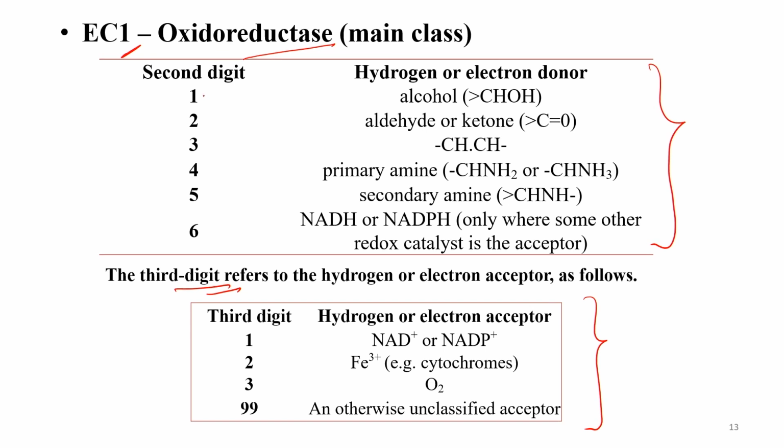So for example, if I write EC dot EC1, it means it is an oxidoreductase. Again, if I write .1, it means the alcohol group is working as hydrogen or electron donor, and if I put a further 1, it means the hydrogen or electron donor is NAD or NADP. So in this way, if there is an aldehyde group, the number will be 2, if there is a primary amine, the number will be 4, and so on and so forth. This list is already given.